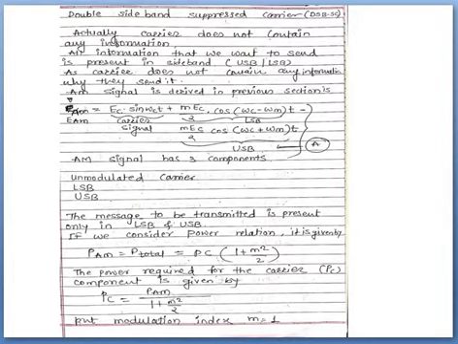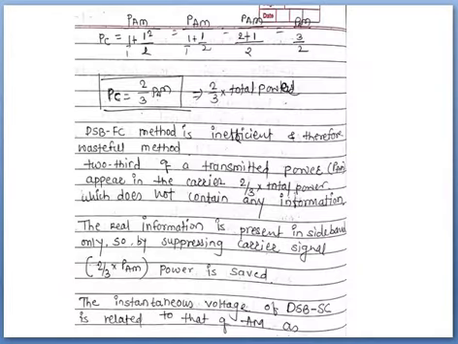We consider the power relation, which is given by amplitude modulation power, P total, is equal to PC into bracket 1 plus m square divided by 2. The power required for the carrier component is given by PC is equal to P AM divided by 1 plus m square divided by 2. We can put modulation index m equal to 1 in the above equation. So the equation becomes PC is equal to 2 by 3 P of AM.